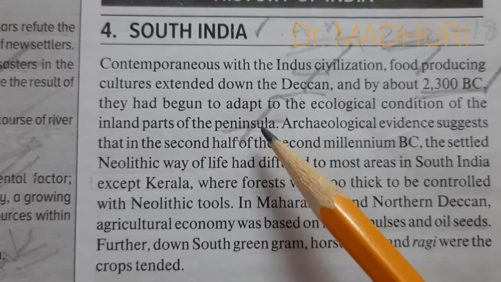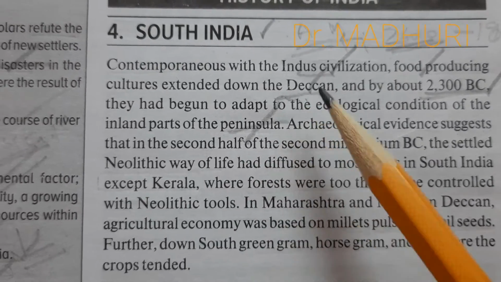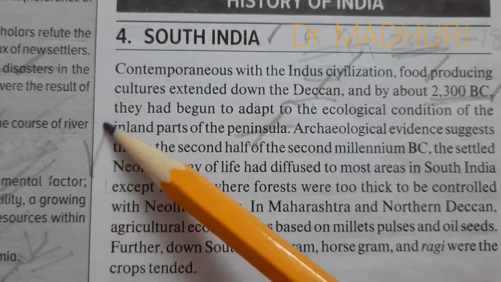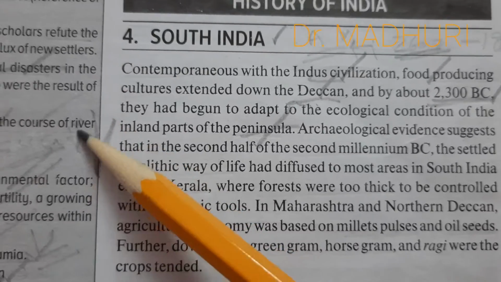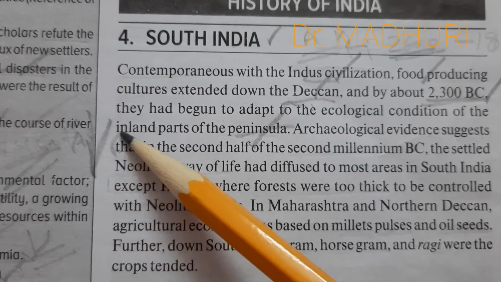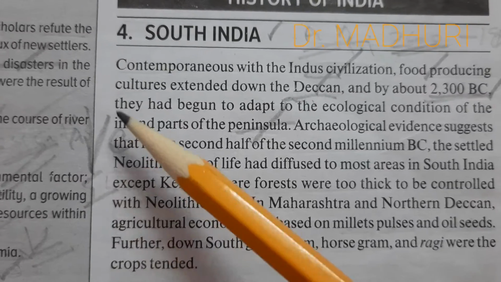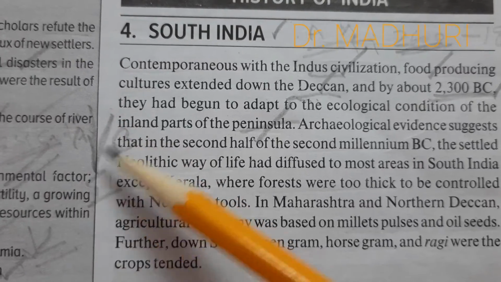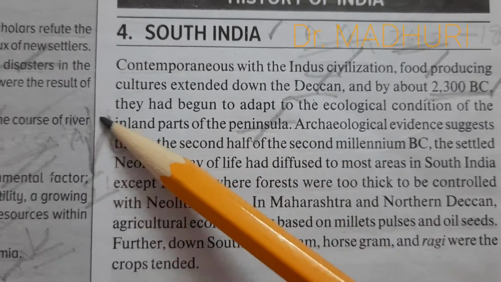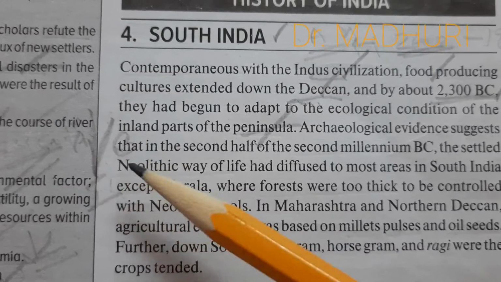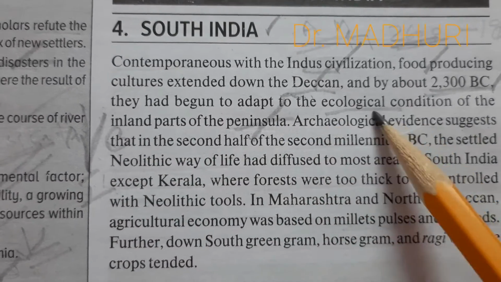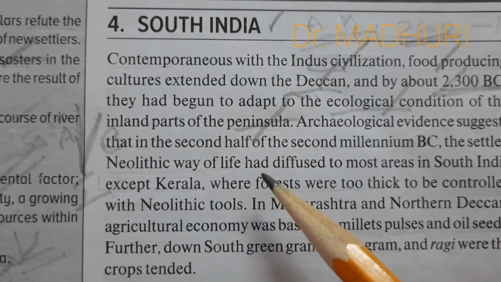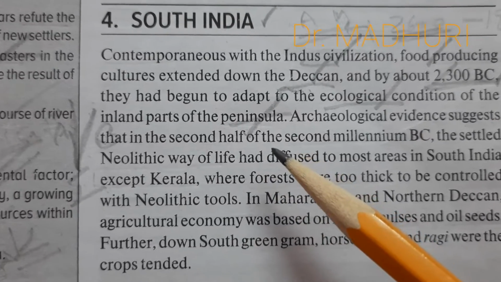This part of India, which is all Deccan, all peninsular India, has water on three sides. It has the Arabian Sea on its west, the Bay of Bengal on its east, and the Indian Ocean on its south. This part of India, with two seas and an ocean, surrounded by water on all three sides, is a peninsula. The inland parts of this peninsula were all adapting to its ecological conditions from 2300 BC, contemporaneous with the Harappan civilization in the north.